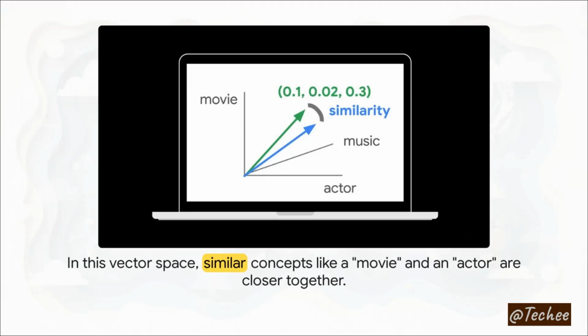When you do this for a ton of data, you end up creating what's essentially a giant map of meaning. Just look at this diagram here. Things with similar meanings, like movie and actor, their vectors end up really close to each other on this map. And things that are totally unrelated, they're way, way far apart. So you're organizing information by how related things are, not just by what words they contain.